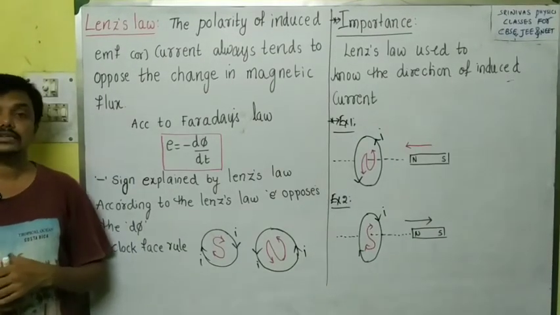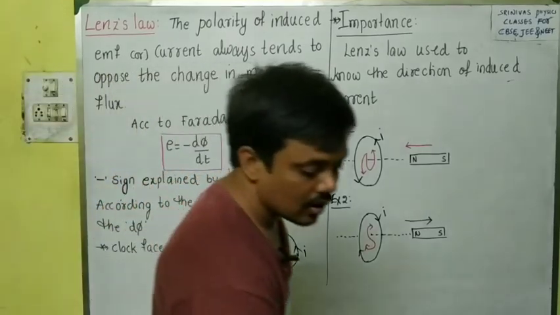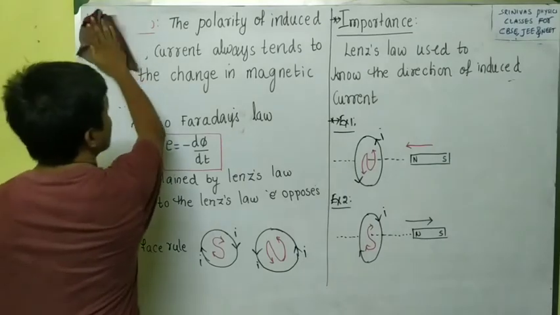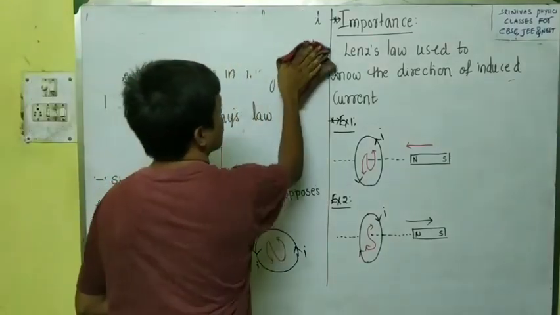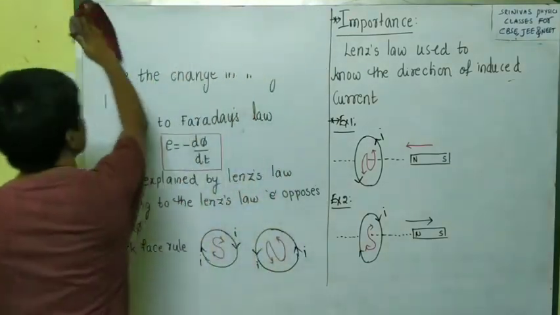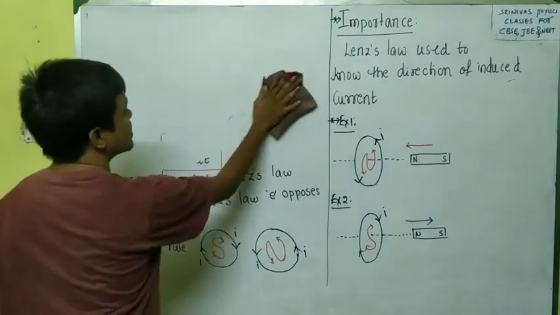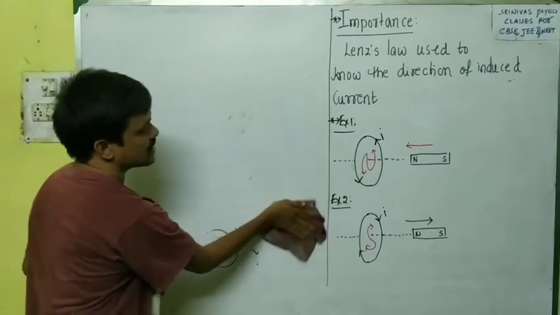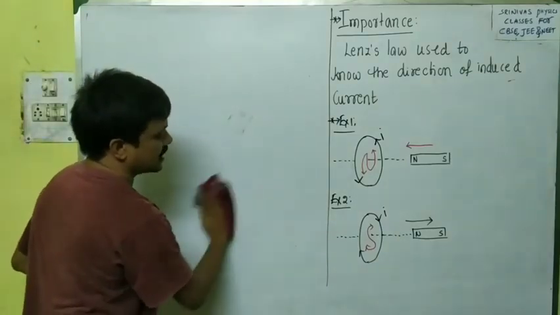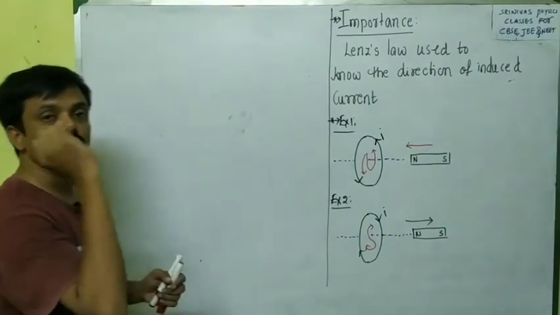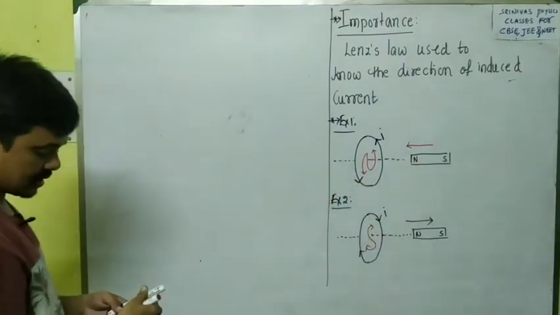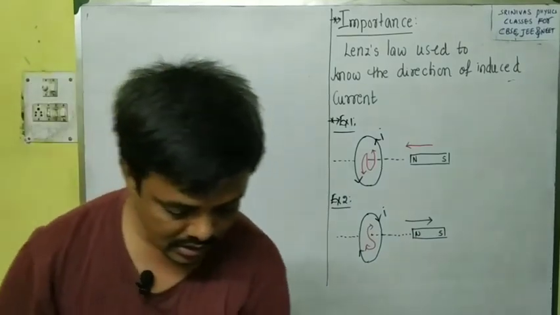And the Lenz law obeys the law of conservation of energy. It is a consequence of the law of conservation of energy. How does it obey the law of conservation of energy? Let us see how the Lenz law obeys the law of conservation of energy. When you throw any magnet towards the loop, what happens? Its kinetic energy is decreasing.